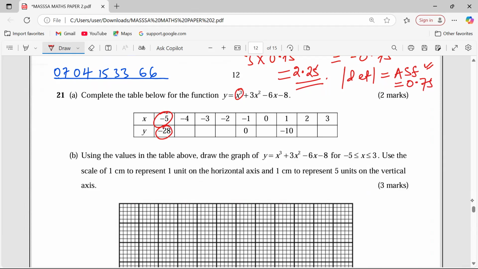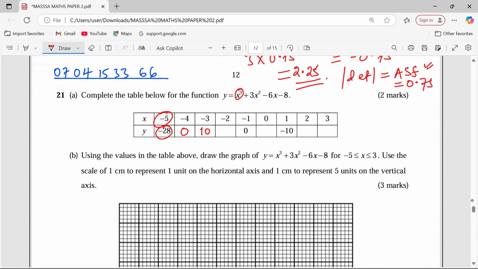So back to the function: negative 4 power 3 plus 3 into negative 4 squared minus 6 into negative 4, then minus 8. This gives exactly 0. Then we go to negative 3. We start with opening of brackets negative 3 cubed, then plus 3, we open brackets negative 3 power 2 minus 6 into negative 3, then minus 8. This gives us positive 10.